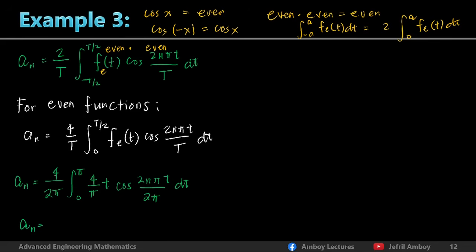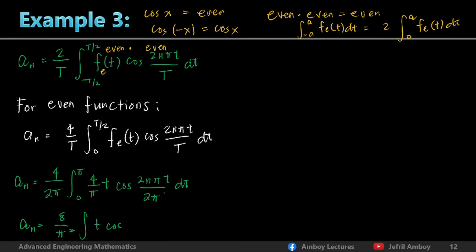4 over 2 is 2. However, I have to multiply that 2 by 4. Okay? So, makakaroon tayo ng 8 sa taas. Tapos, itong pi na to, imumultiply ko. So, magiging 8 over pi squared times the integral of t times, anong matitira dito?